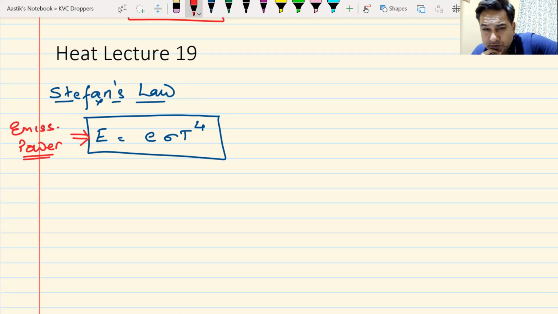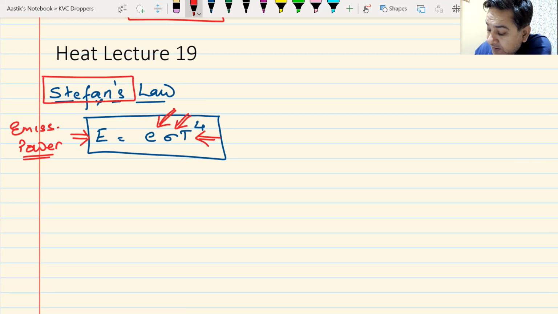What is emissive power of a body? What do you understand by emissive power? What is meant by emissive power of a body? Okay, this small e, what is this small e? Emissivity. Okay. What is this sigma? Conductivity. And what is this capital T? Temperature. Okay. So, in Stefan's law, the constant sigma is conductivity, correct?